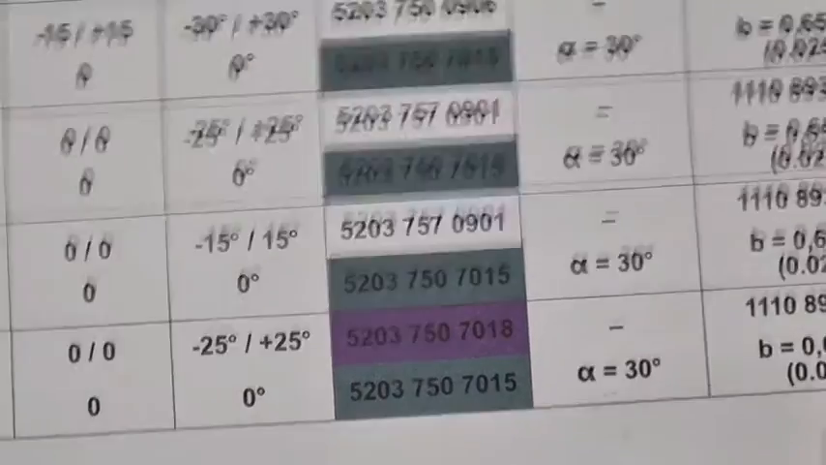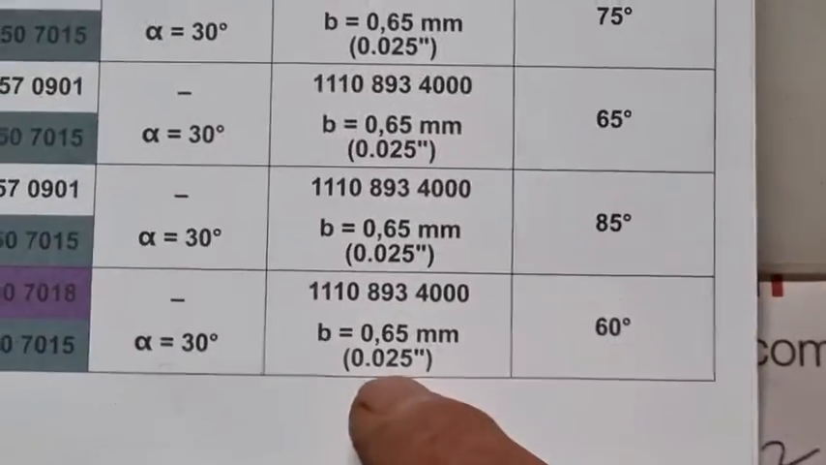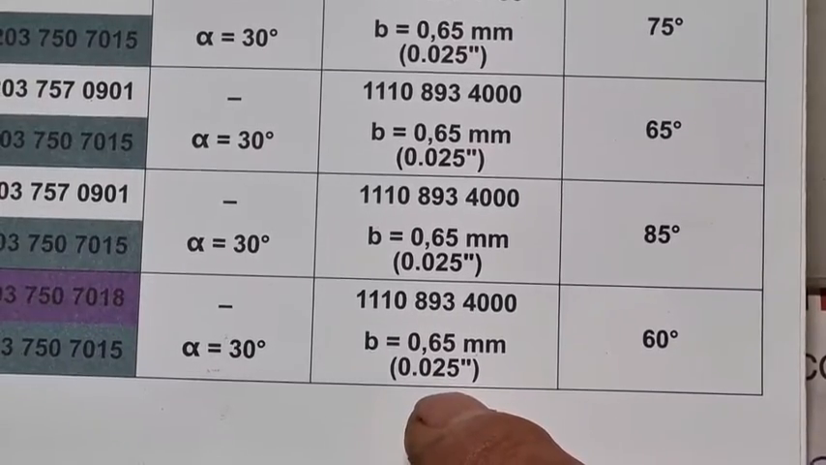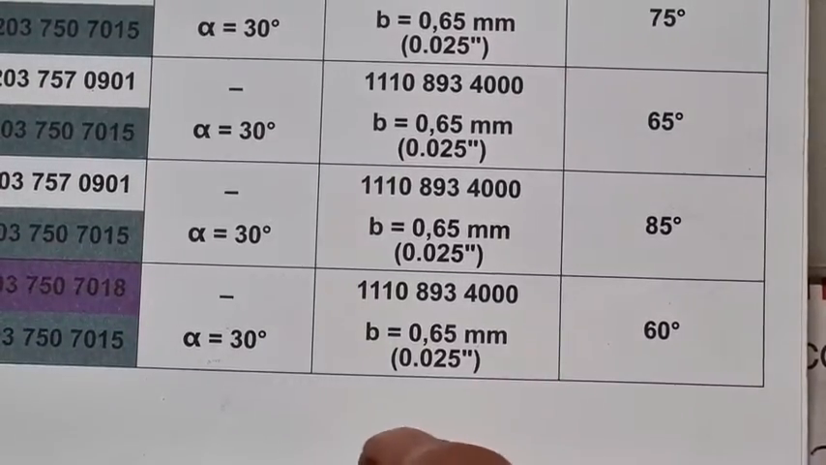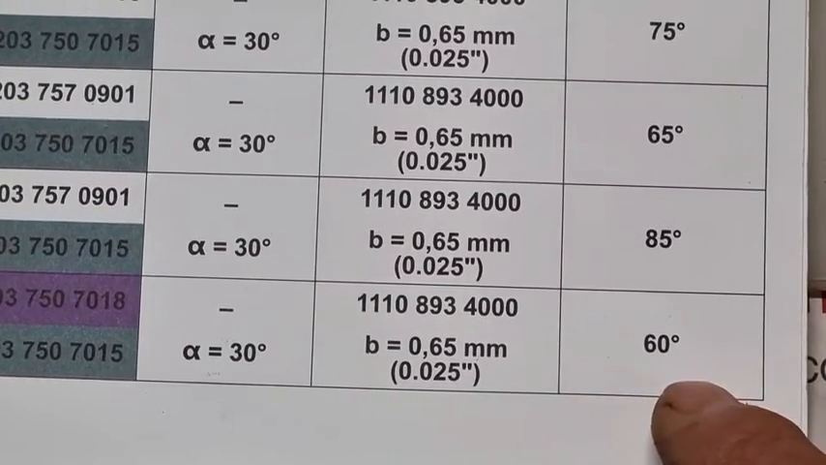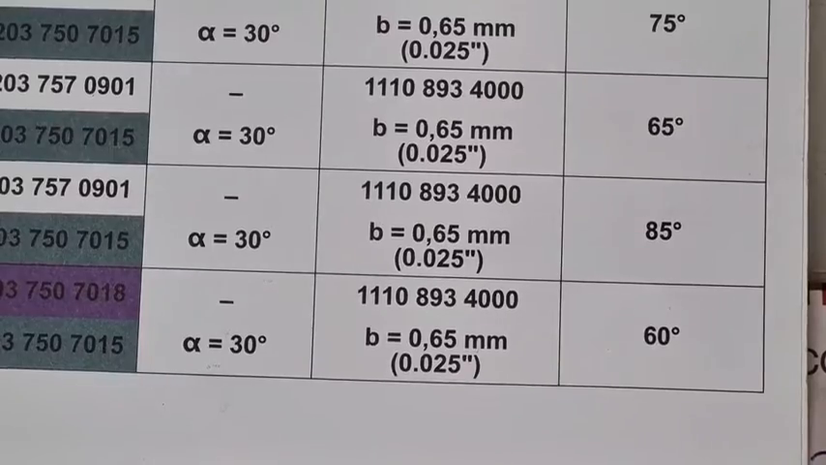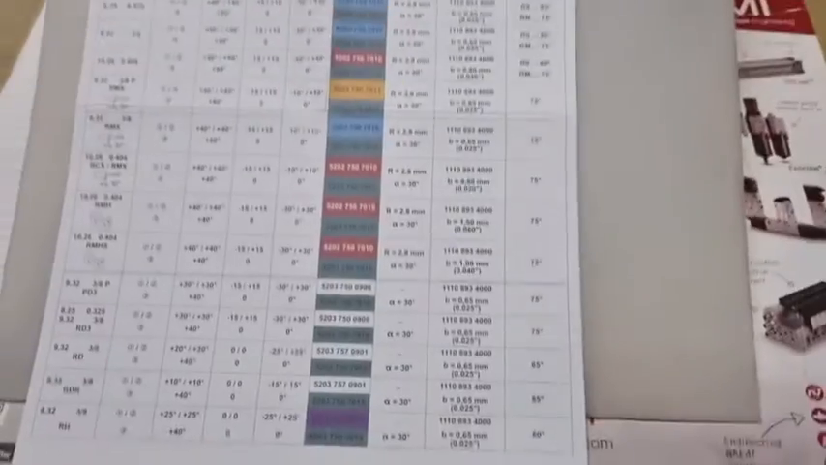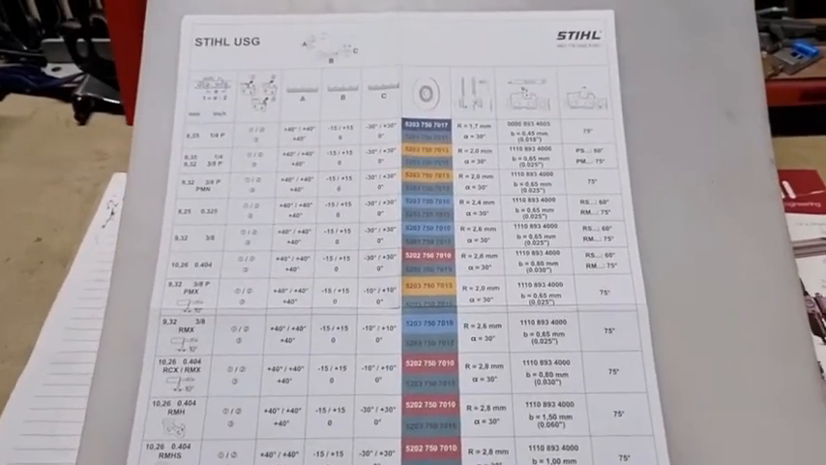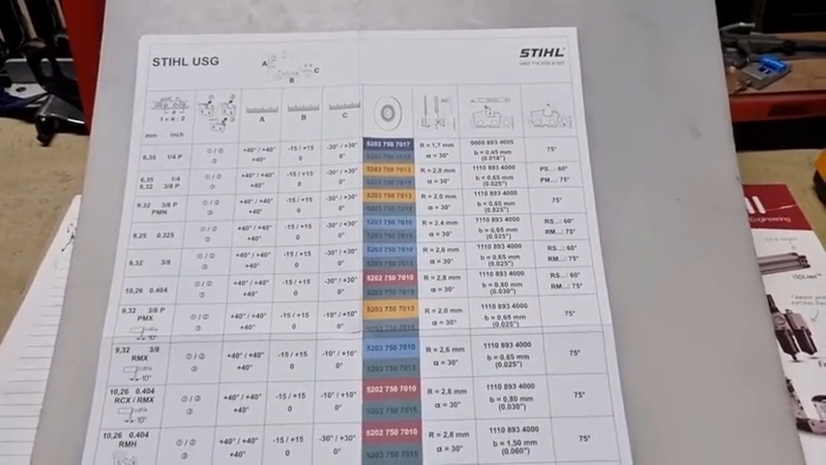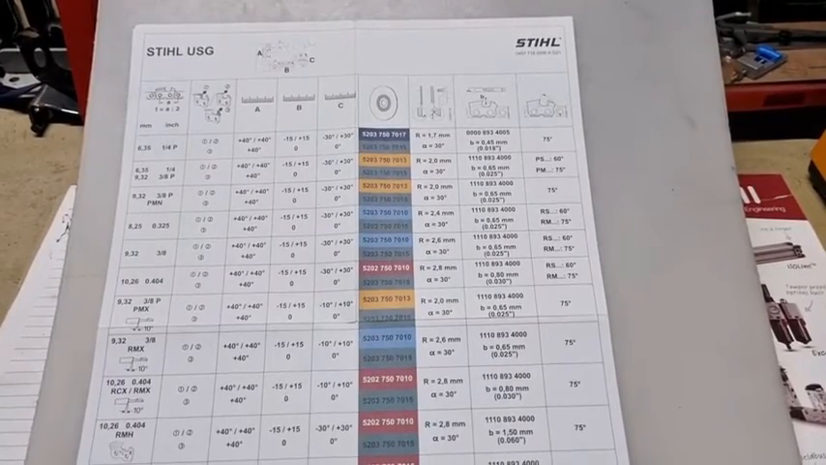And next to it is the raker gauge, 0.65 of a millimetre or 25 thou. And also there's our top plate cutting angle. Now that's pretty straightforward once you understand it. All the information is there right in front of you. It's just interpreting that information.